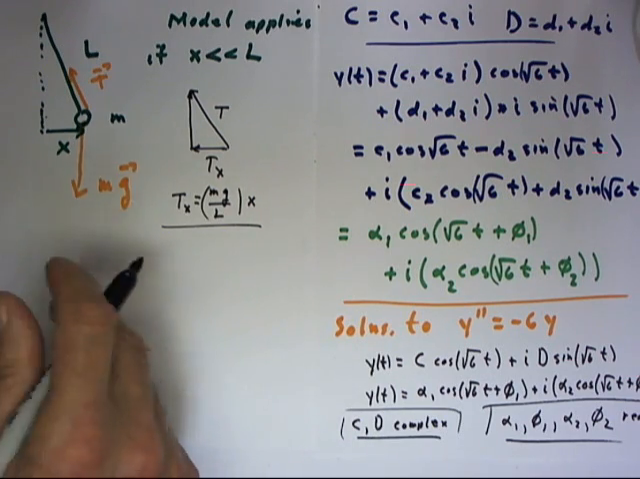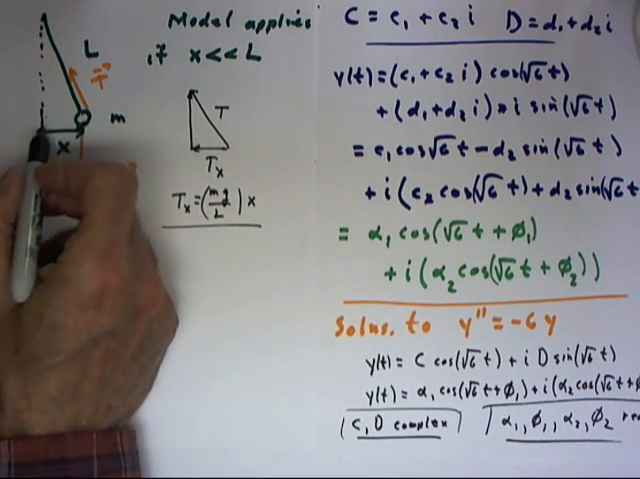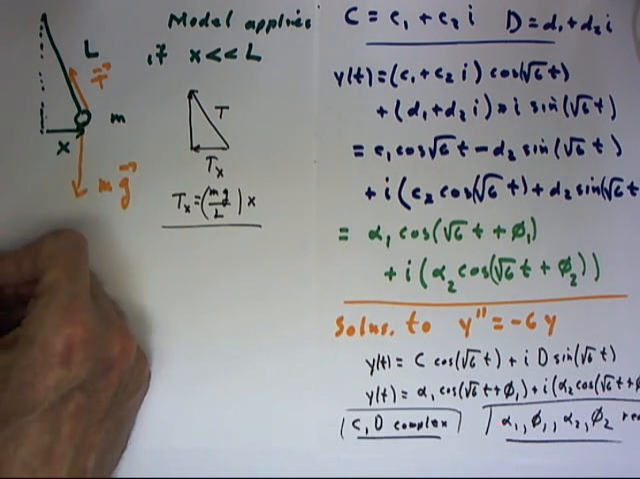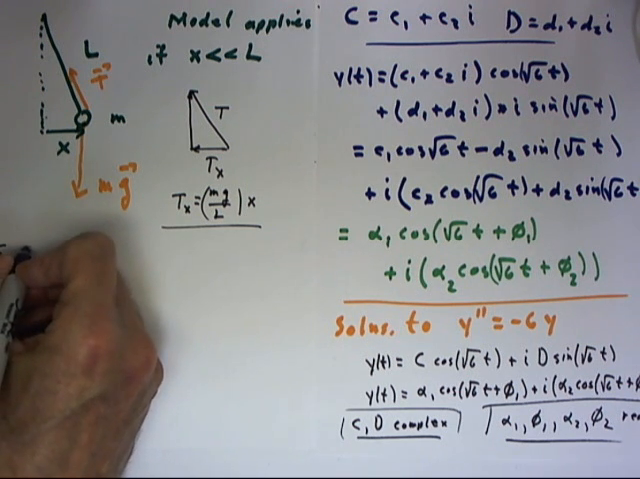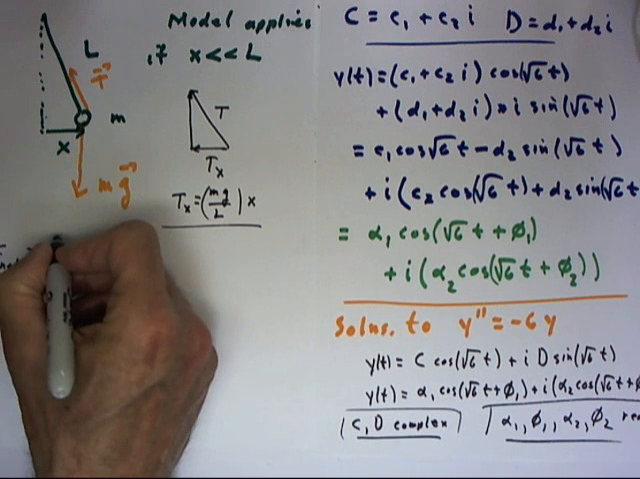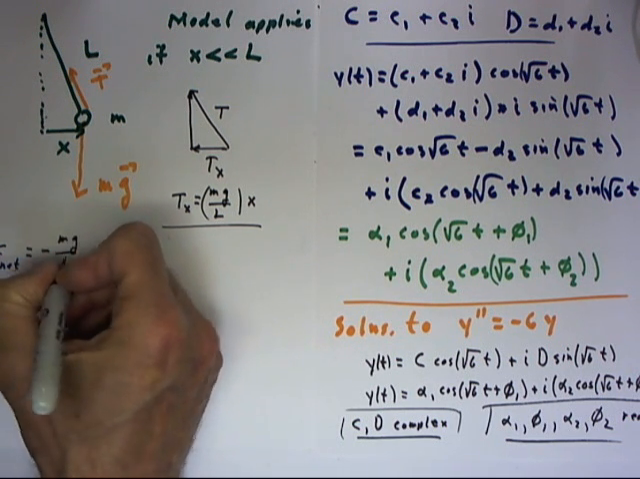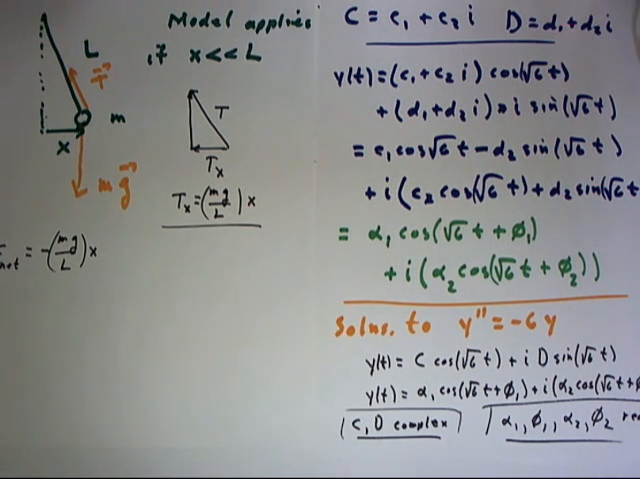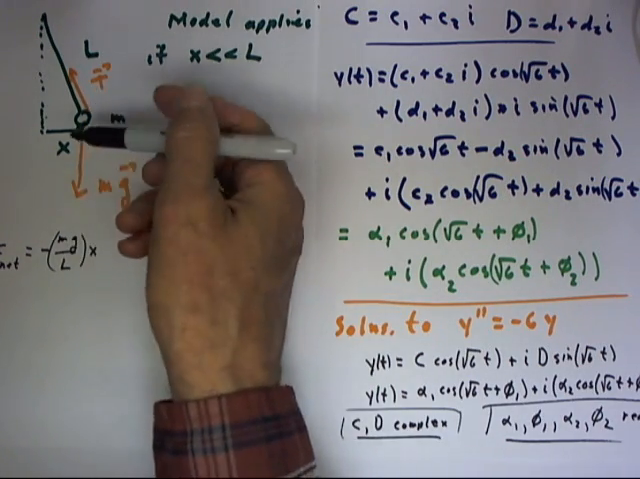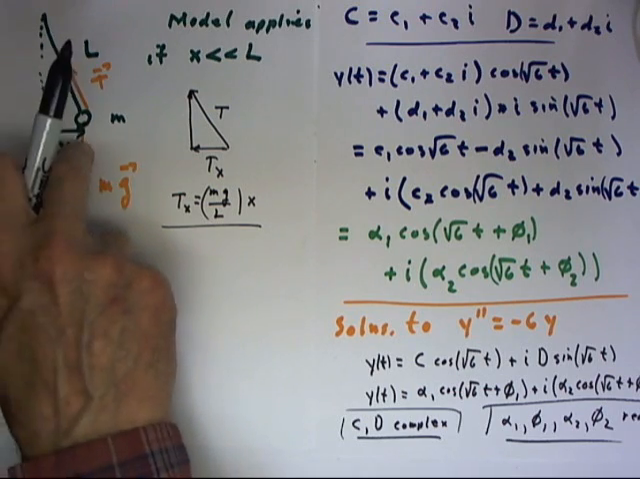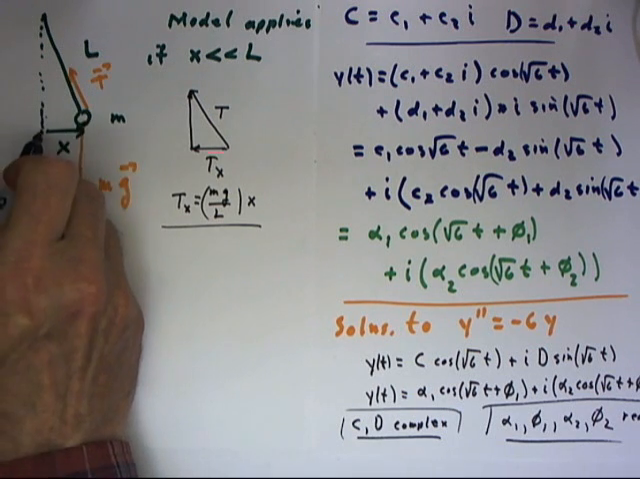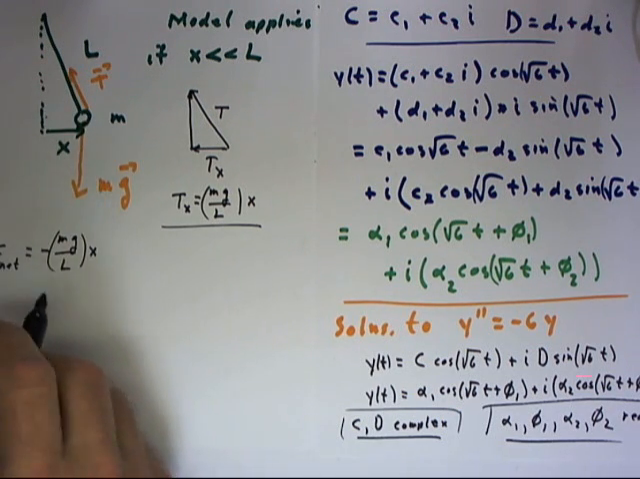But the result then is that for a freely swinging pendulum, the x component of the tension is the net force. So we have the net force equals negative mg over L times x. The negative sign indicating that the tension is in the direction opposite the displacement x, so that if x is positive, the tension is pushing to the left. If x is negative, the tension is pushing to the right.